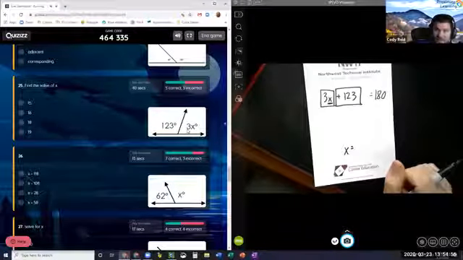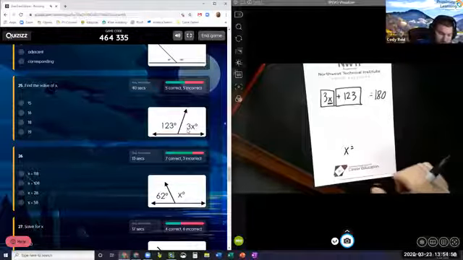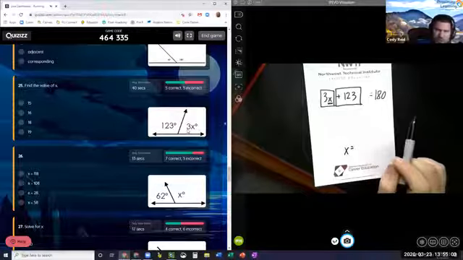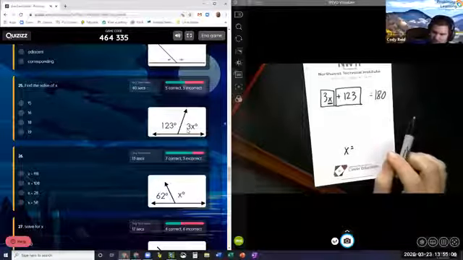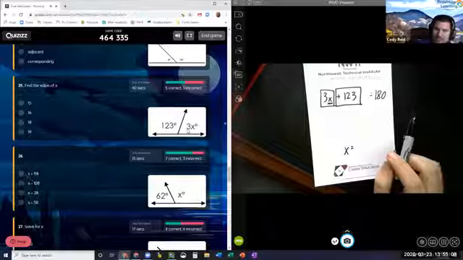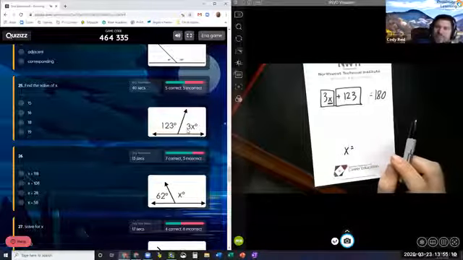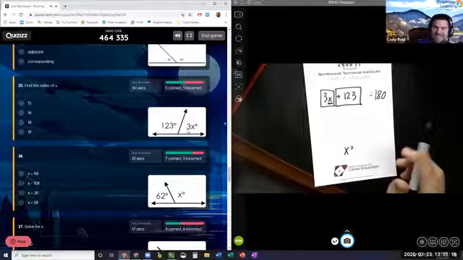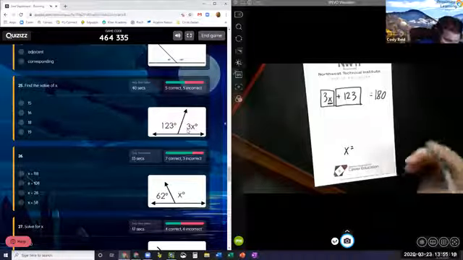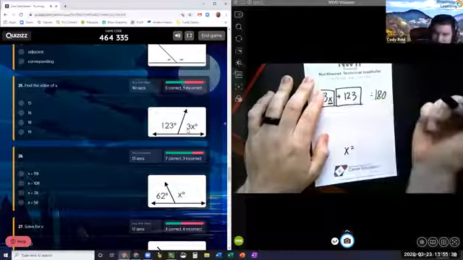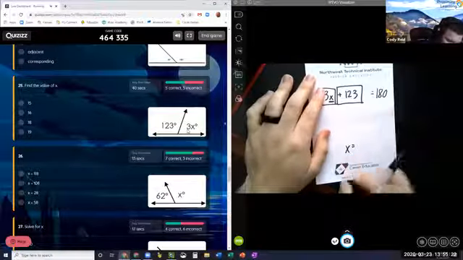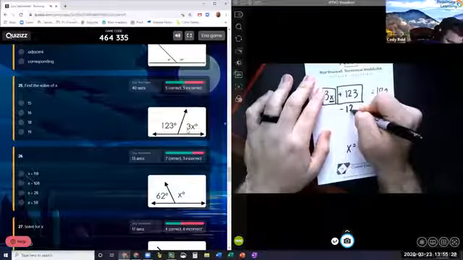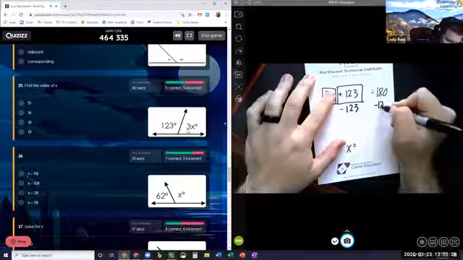Javier says divide 123. Why do you think we're going to divide 123? Wait, I mean subtract. Good catch, Javier. So what Javier is saying is that to get x by itself, the first thing we are going to do is subtract 123 from both sides.